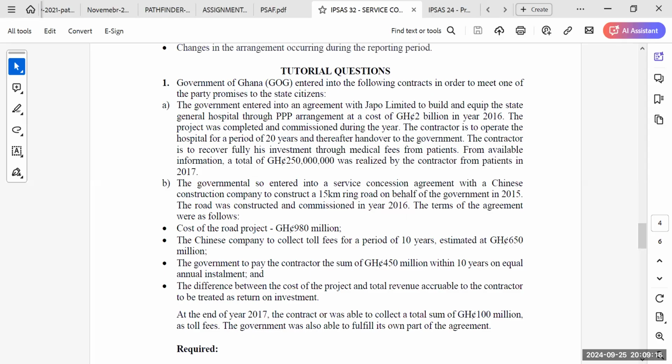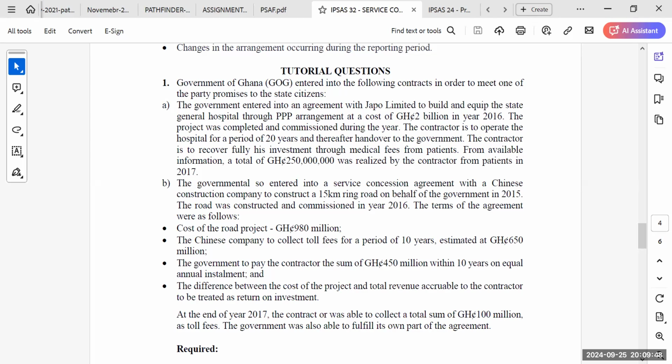I'm saying that the B part, you are going to do the B part for me. Okay. So the government enters into a service concession arrangement with a Chinese construction company to construct a 50 kilometre ring road on behalf of the government in 2015. The road was constructed and commissioned in 2017. The terms of the agreement were as follows. The cost of the road project is 980 million.